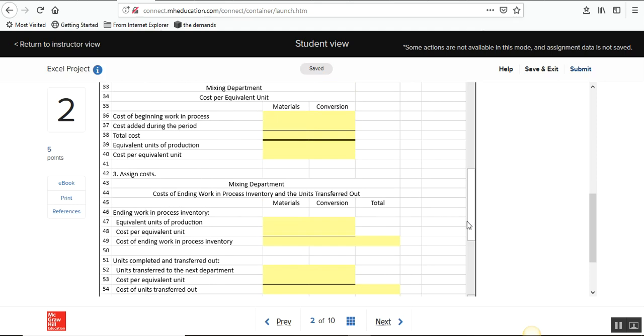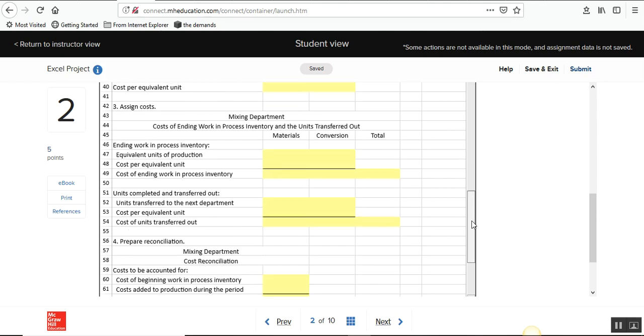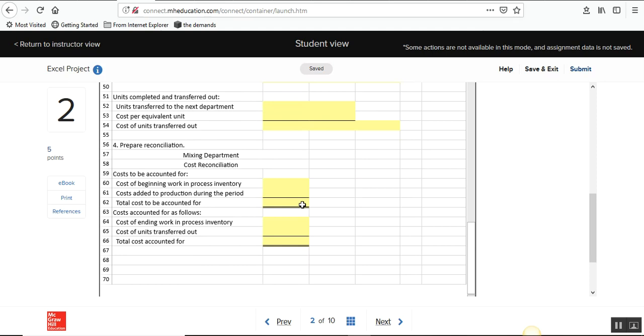Then you're going to do the cost per equivalent unit, and then you'll have the costs of ending work in process inventory, and then do a cost reconciliation, like what we did in the chapter.